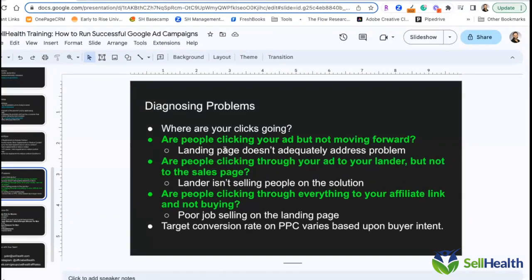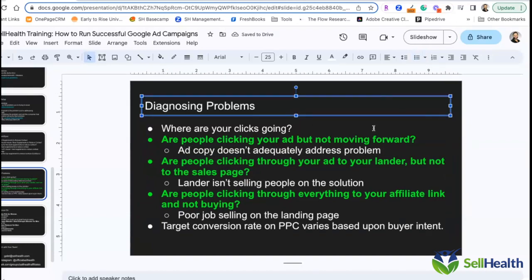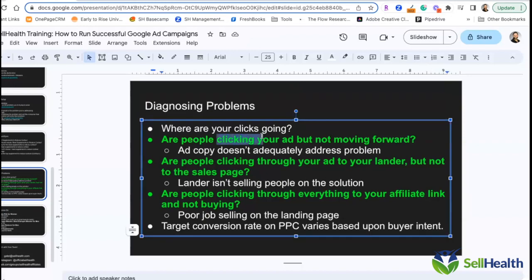And so really what this needs to say is that if people are not clicking your ad, the ad copy doesn't adequately address the problem. They search, they see your ad. Sorry. Right, so if people are not clicking, your ad copy doesn't adequately address the problem. That makes more sense. Are people clicking through your ad to your lander, but then not to the sales page? That means your lander isn't selling people on the solution.